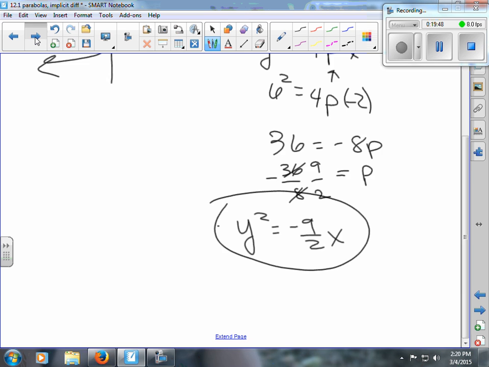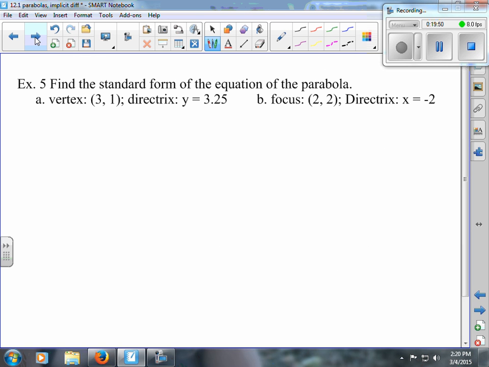All right, my next example is the one where you really need the graph. And so I'm going to do 5A. I'm going to have you do 5B. So my vertex is 3, 1. And the directrix is 3.25. Oh, great. That's 3 and 1/4. So that's 13/4.